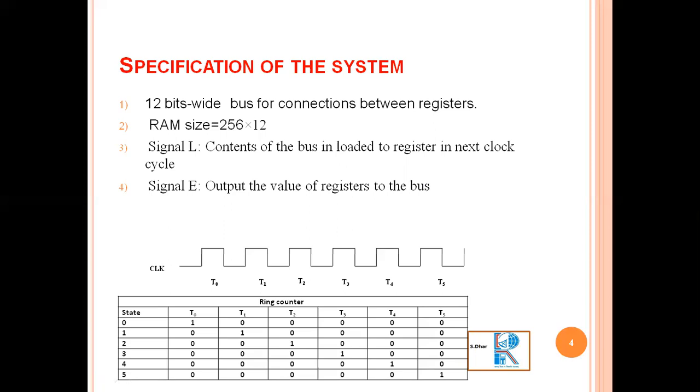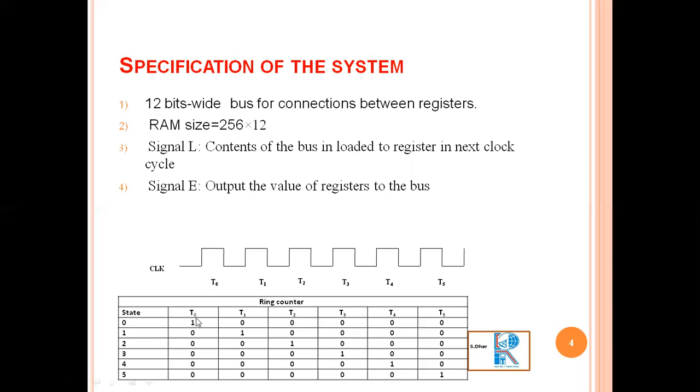Why is a counter required here? Because the control unit has to generate the sequence of instructions. So to generate the sequence in the clock, a ring counter is used. You will learn more about the ring counter in digital electronics. You just need to know here how the ring counter generates the time signals.